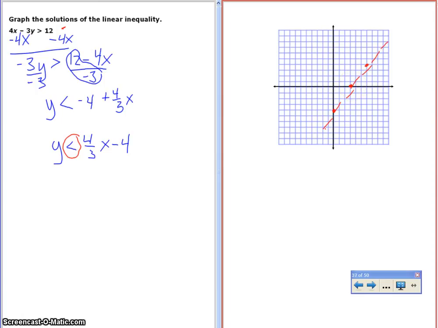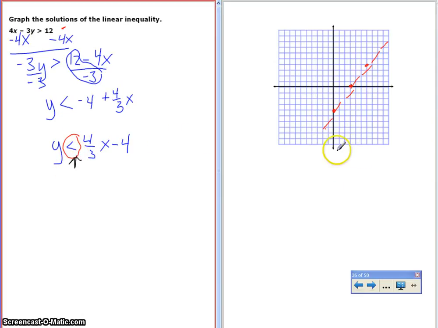I'm sorry that those are not straight, you guys. That's terrible, but it's the best that I can do with what I'm using. Anyway, I want to go ahead then and shade. Since it's a less than problem, I want to shade the lower half of my line. So I would go ahead and take that and shade it.